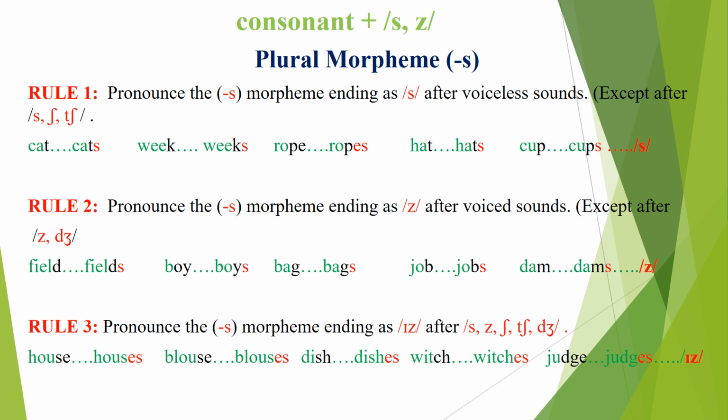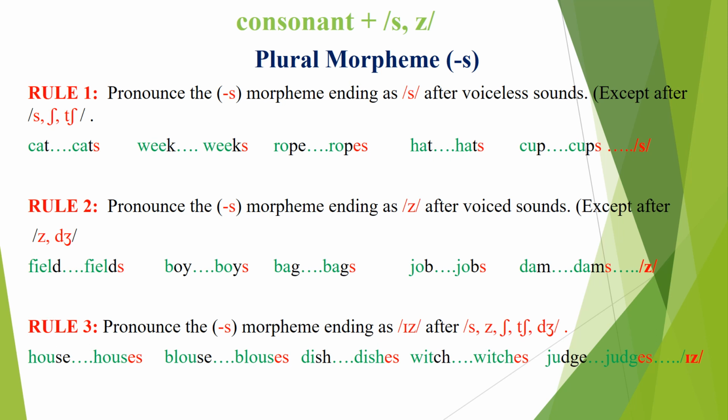Rule number one, pronounce the S morpheme ending as S after voiceless sounds, except S, sh, and ch. So the word cat becomes cats, week, weeks, rope, ropes, hat, hats, cup, cups. All of the singular nouns in this group end with a voiceless sound.